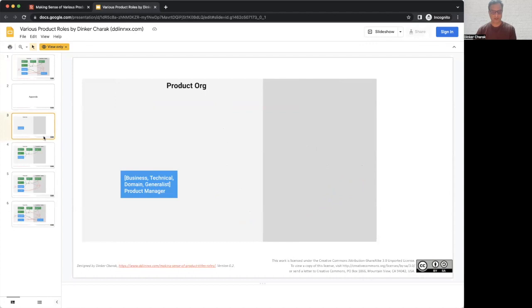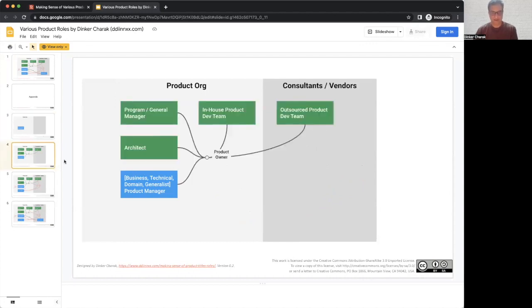Product managers, four different kinds. Product owner, an interface between the development team and the product thinkers. Some of them may be professional product owners, others may be specialists in this area, and that's why they are able to play the role of a product owner.